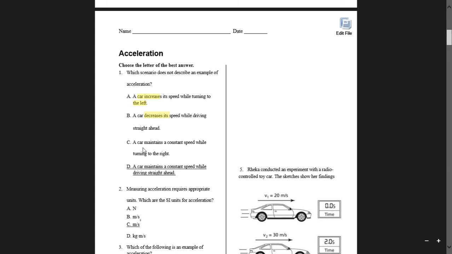Number C, the car maintains constant speed while turning to the right. D, the car maintains a constant speed while driving straight ahead. Okay, back to the question.